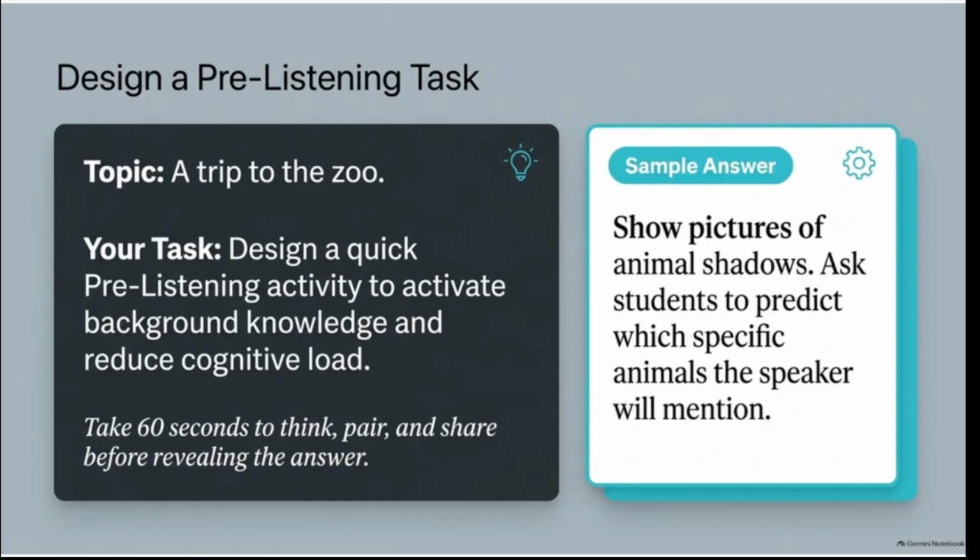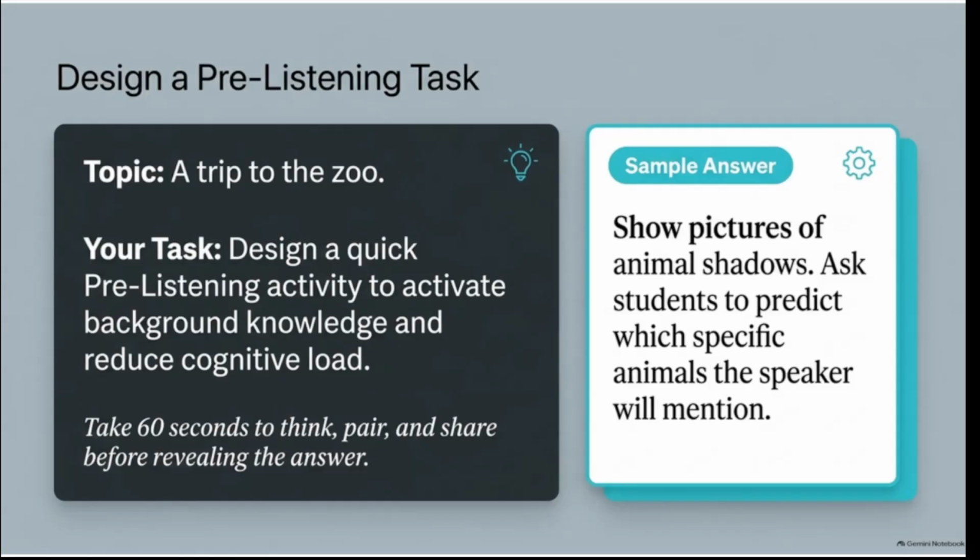Design a pre-listening task. Now let's put the framework into practice. Our topic is a trip to the zoo. The task is to design a quick pre-listening activity that activates background knowledge and reduces cognitive load. A strong example would be to show students pictures of animal shadows. Instead of telling students exactly which animals they will hear, we ask them to predict. Which animals do you think the speaker will mention? Students might say, I think it's an elephant, maybe a giraffe, perhaps a lion. This activity activates existing knowledge and creates curiosity.